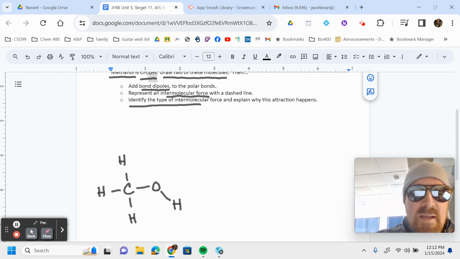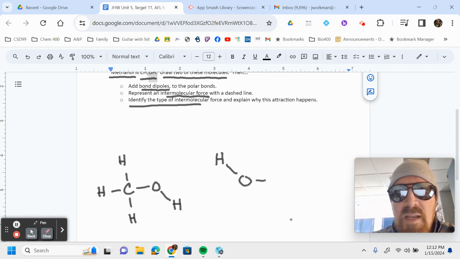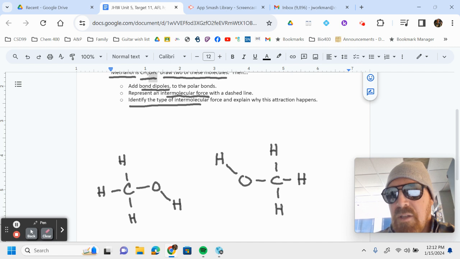Now, if I'm going to go ahead and draw another methanol molecule, what I'm going to do is show it in reverse orientation. So it's the same molecule, it's just that I'm reversing it, and that'll help me show you the intermolecular force of attraction in between the two molecules.